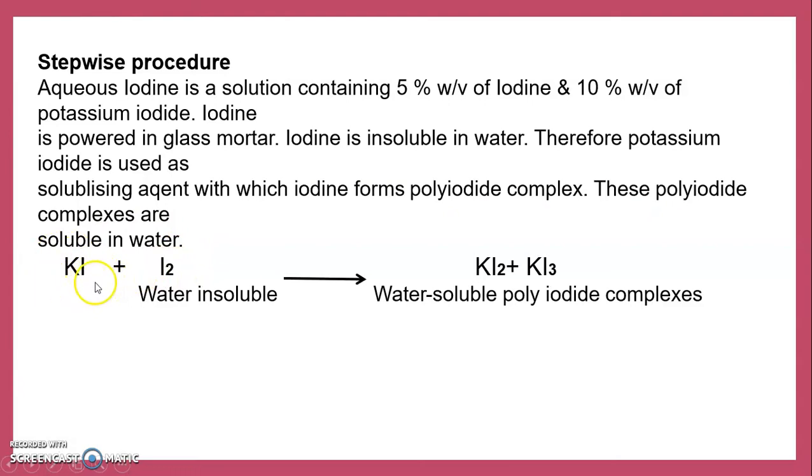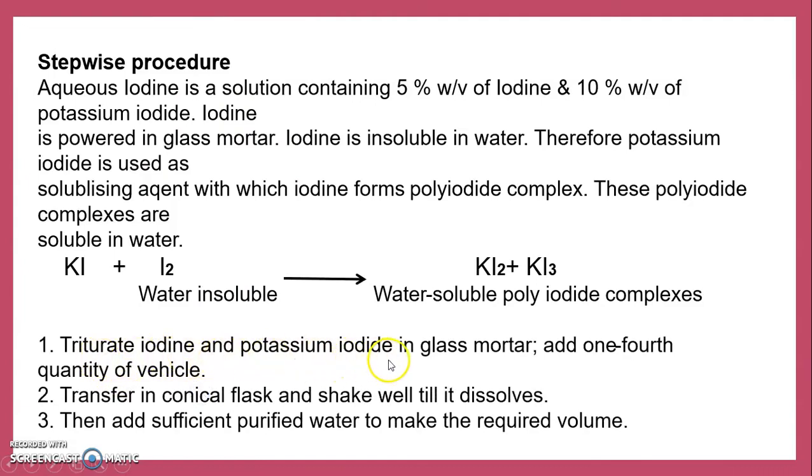This is our potassium iodide and this is our iodine, which is insoluble. If these are mixed together, it forms a water soluble polyiodide complex. That's why iodine is not mixed in water, because it is insoluble in water, and to make it a water soluble complex we have to mix it with the potassium iodide.